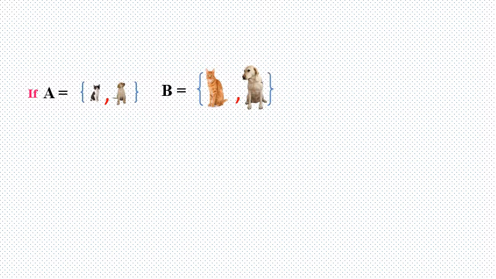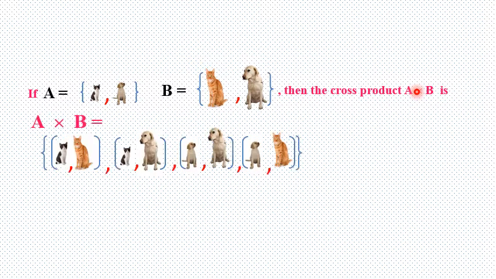Now let us see one more example where there are two sets. I made two sets by taking cat, dog, and again cat, dog. Here I have taken small size, and here big size, just to differentiate. See here, let us first find A cross B. A cross B is this one, correct? Small cat, big dog, small dog, big cat, correct?